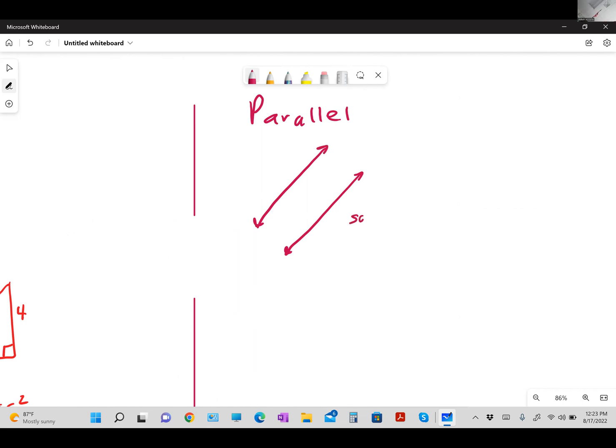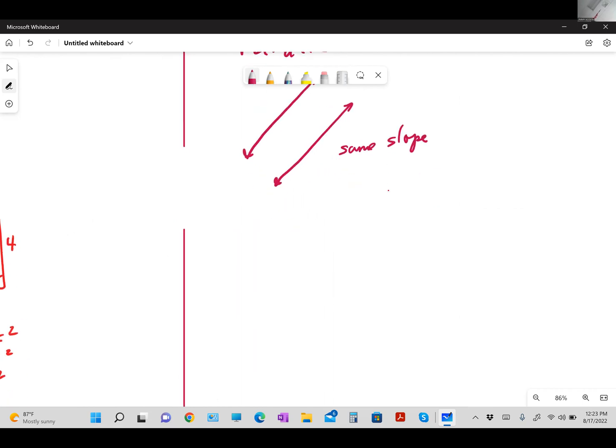They have the same slope. Very important. So when they're parallel, they have the same slope. When they're perpendicular, they do this. They form a right angle. We would say that they're normal to each other.